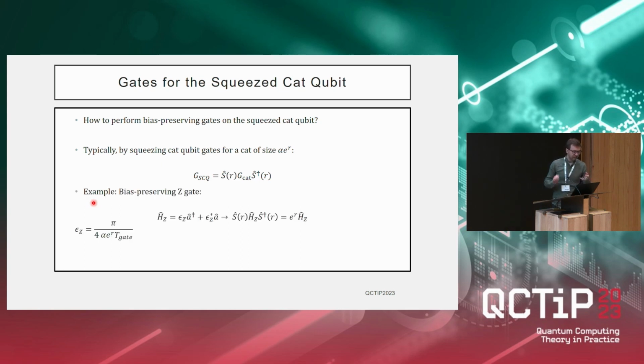So there's this example of performing a bias-preserving Z-gate, and I will mention later what bias-preserving means here. Before, you just have this linear drive. Now you squeeze it, and you just get a parameter in front of it, as nothing happens to this Hamiltonian. But this gate parameter epsilon also gets this parameter alpha in the denominator and the exponential parameter, so that cancels out, so nothing changes, which is very nice.